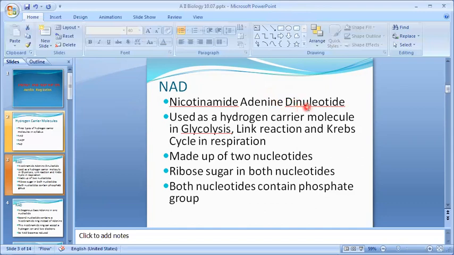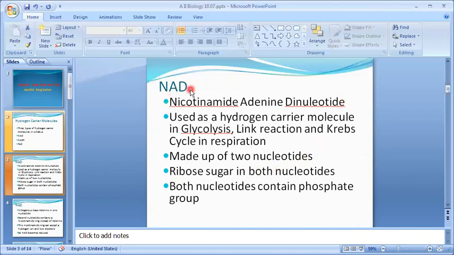If we look at the name, nicotinamide adenine dinucleotide, first of all, we will come to this portion of the name, dinucleotide. It means NAD consists of two nucleotides. Di means two, and the word nucleotide comes from nucleotides. We know from studying nucleotides in DNA and RNA that each nucleotide consists of one sugar, one nitrogenous base, and a phosphate group. The same is the case here as well.